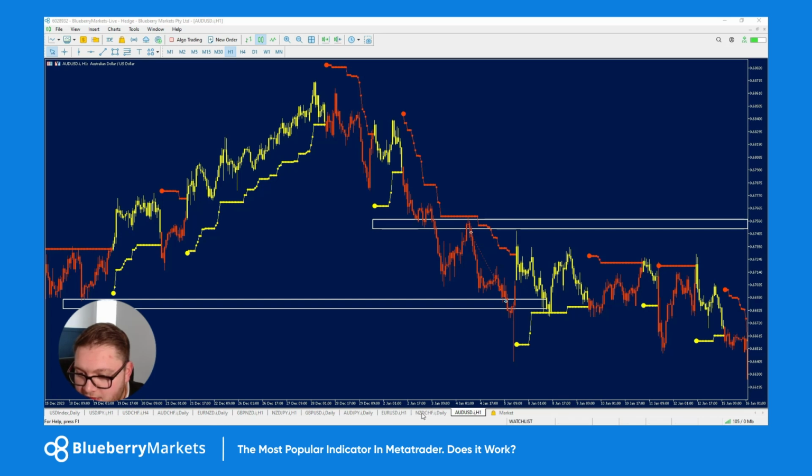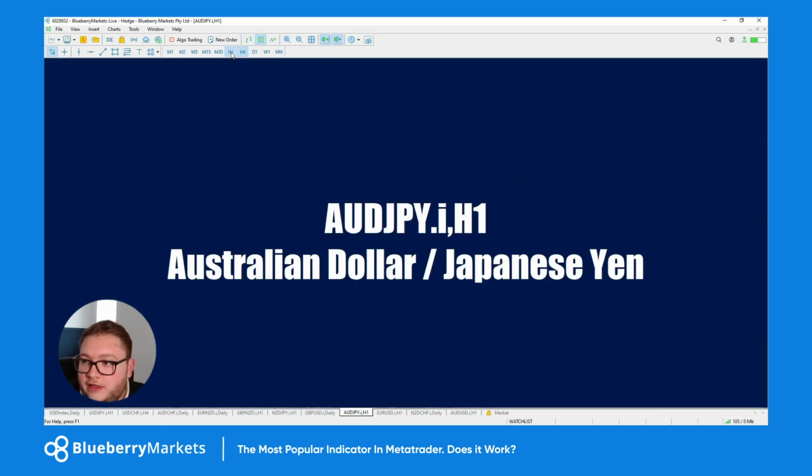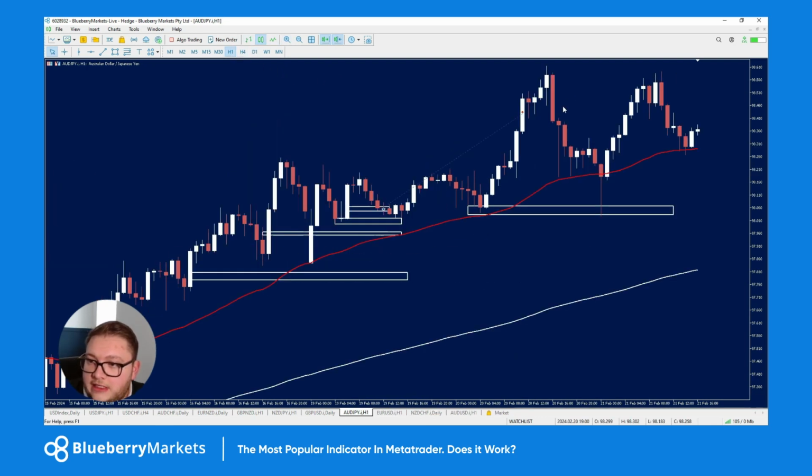So I did actually recently get long on Aussie yen just through there. So let's go and flick over to an hourly chart. So I went long in here. You can see I bought at this price and exited at this price. So let's go and see again. I'd just like to see how this would have been affected.